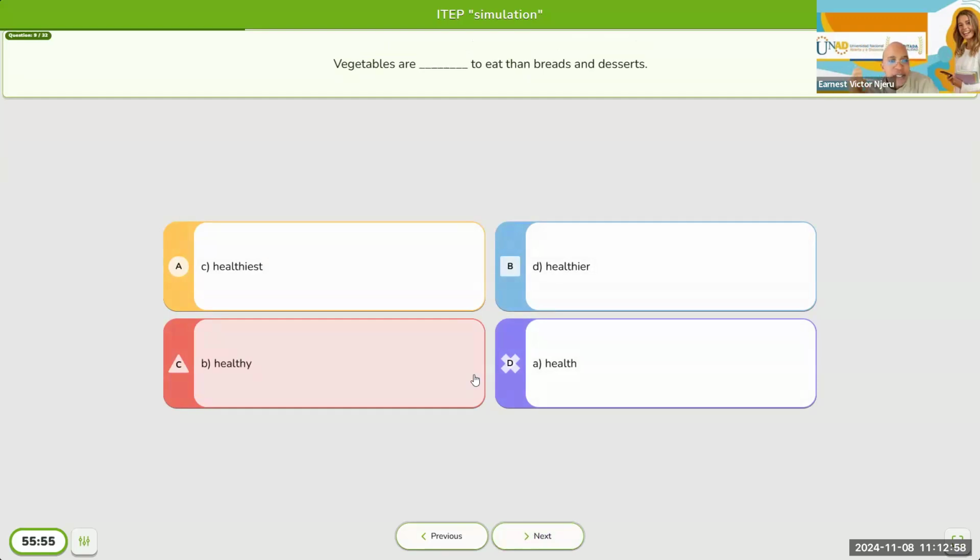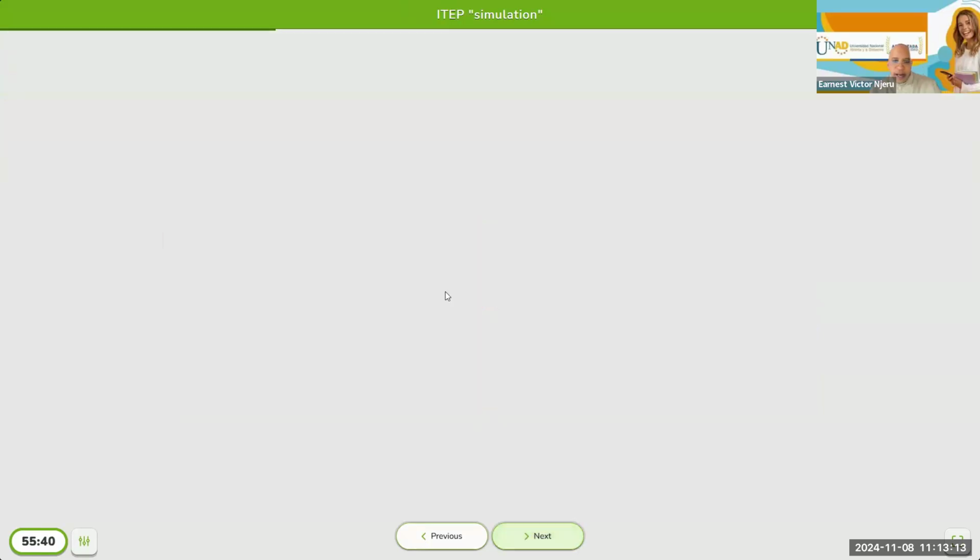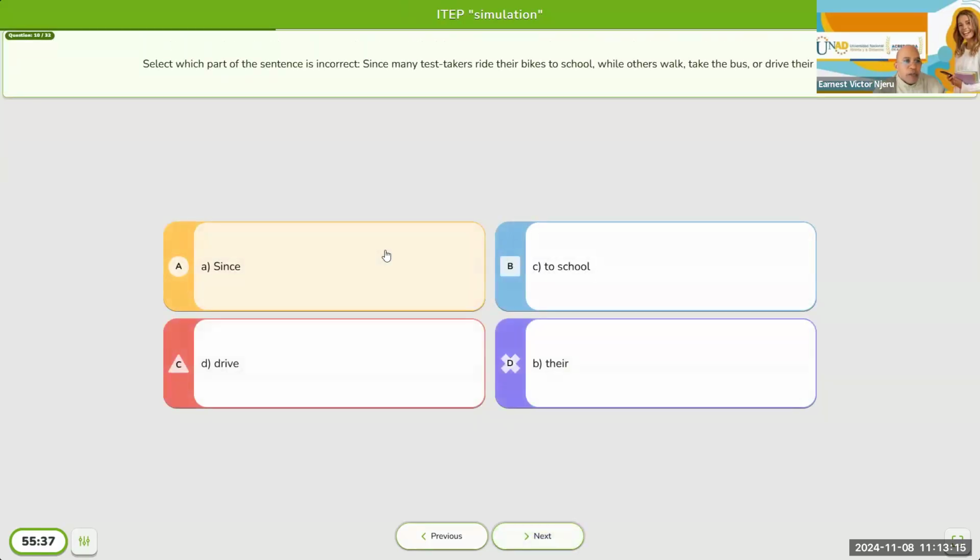These ones are easier. Vegetables are healthier to eat than breads and desserts. B. Okay. Vegetables are healthier. Very good. Healthier than, a comparison. Very good. Next one.